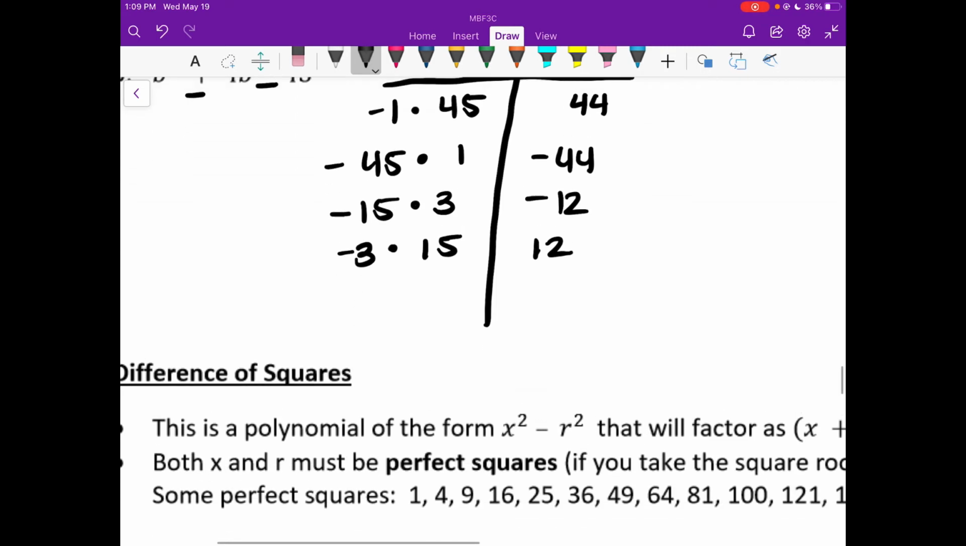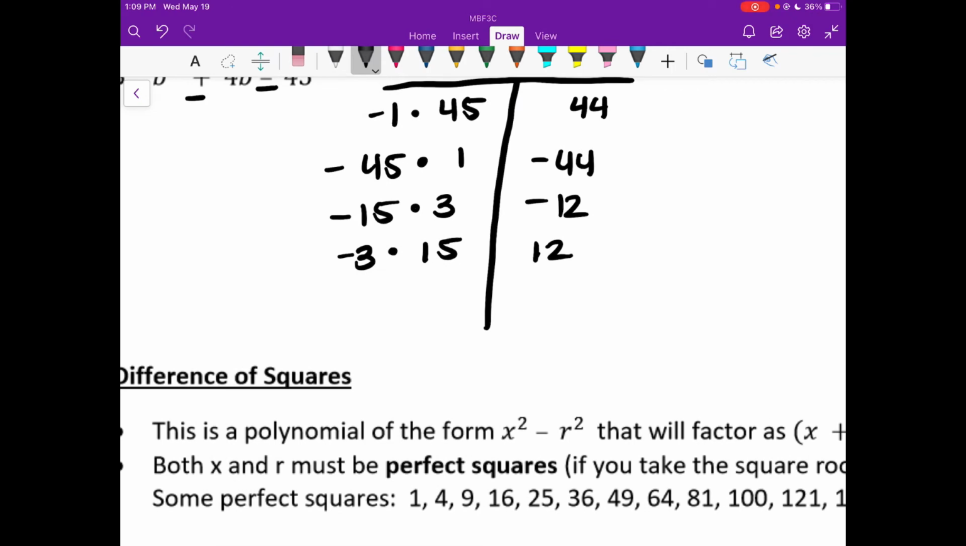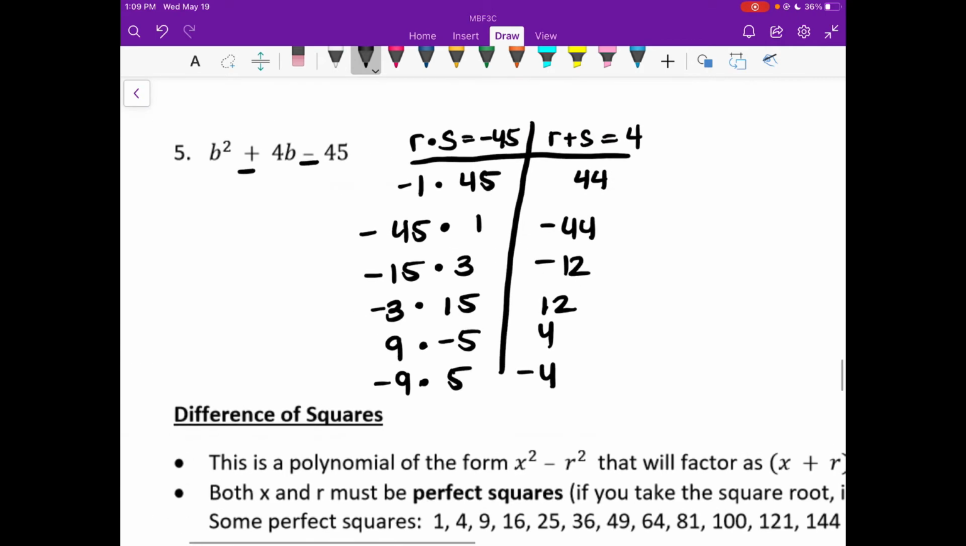Right? And then if we break it down even further, we can go to 9 times -5 or -5 times, sorry, +5. -9 times 5, right? So if I did 9 minus 5, I'm going to get positive 4. If I did negative 9 times 5, I'm going to get negative 4. And I'm looking for positive 4. So this is the one I'm going to pick.